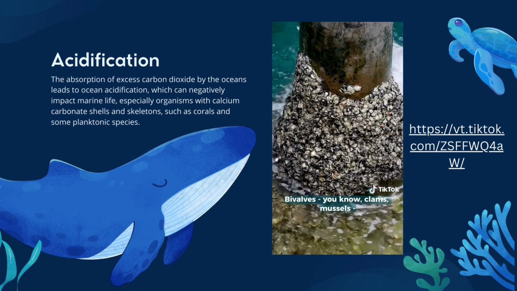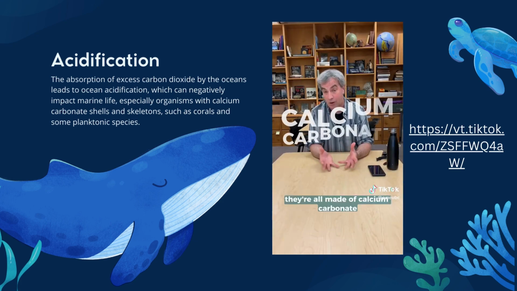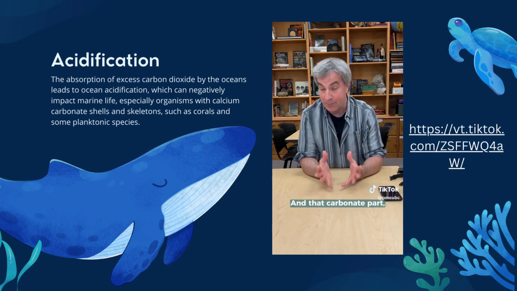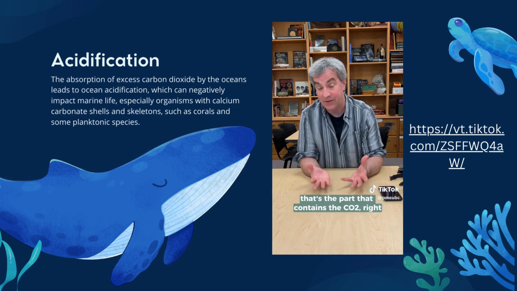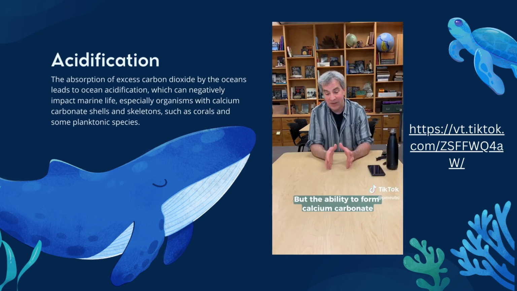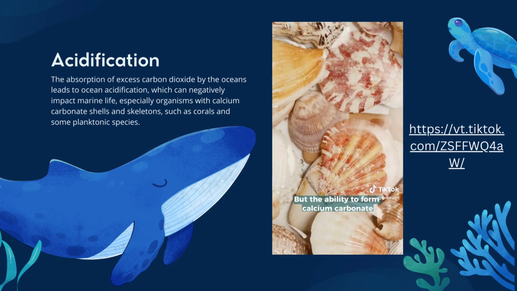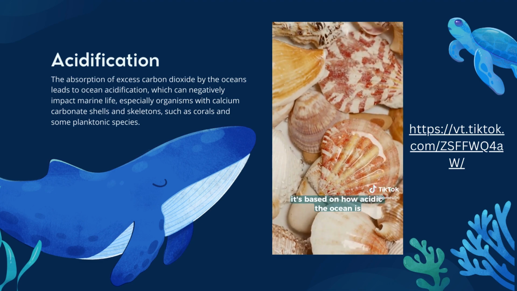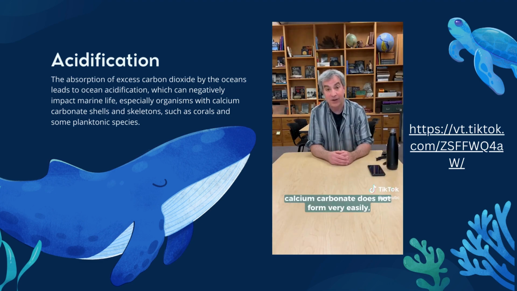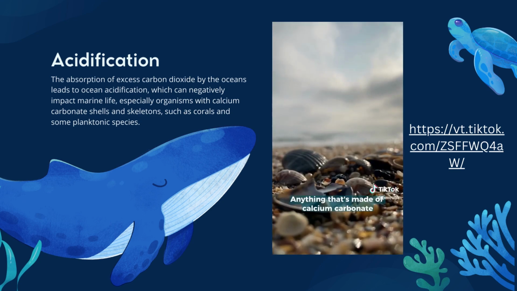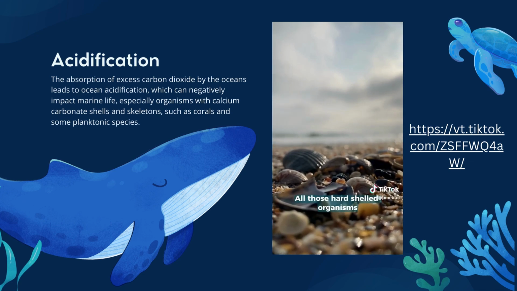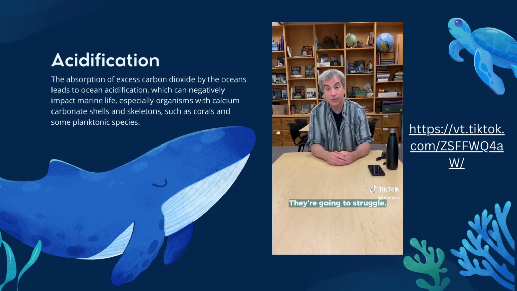Bivalves, clams, mussels, they're all made of calcium carbonate. And that carbonate part, that's the part that contains the CO2, right? But the ability to form calcium carbonate is based on how acidic the ocean is. If it's too acidic, calcium carbonate does not form very easily, and it takes more energy to do it, and it dissolves quicker. Anything that's made of calcium carbonate, all those hard-shelled organisms, they're going to struggle and are already struggling quite a bit just to be able to remain viable.